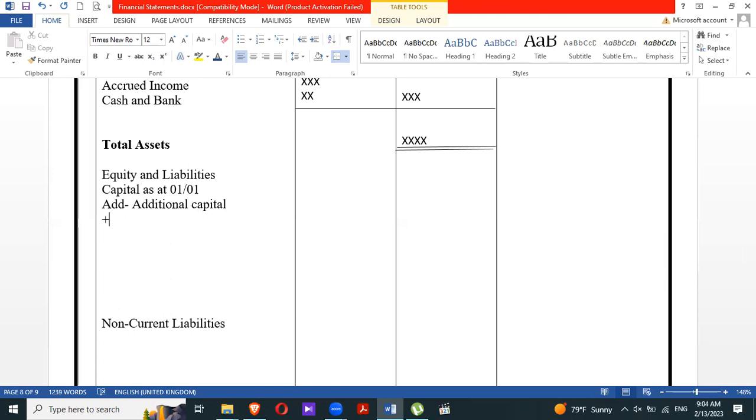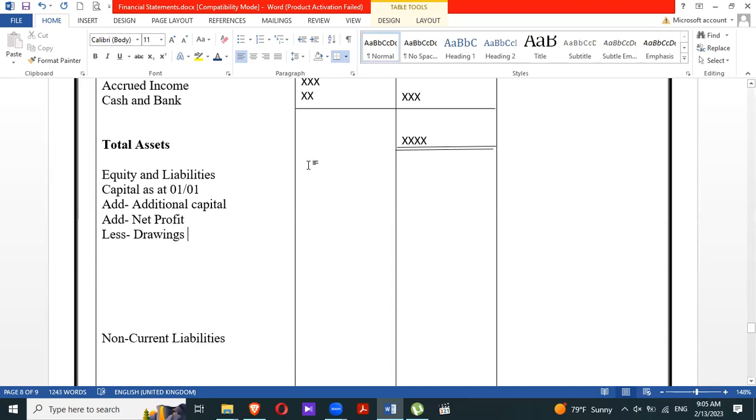And also, profit should be added. Add net profit. When there's a loss, you have to deduct. Here you have to write add net profit. When there's a loss, you definitely have to deduct, right? Then less drawings. Drawings should be deducted, right?